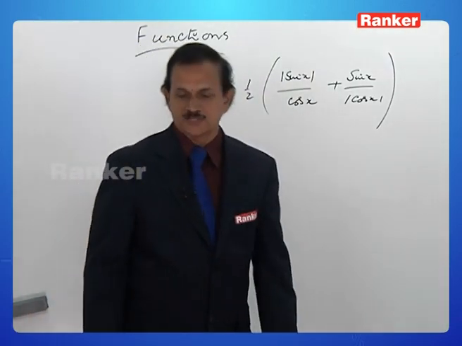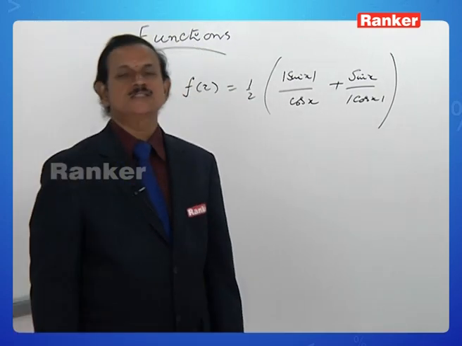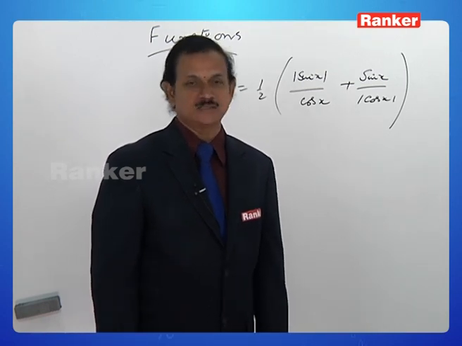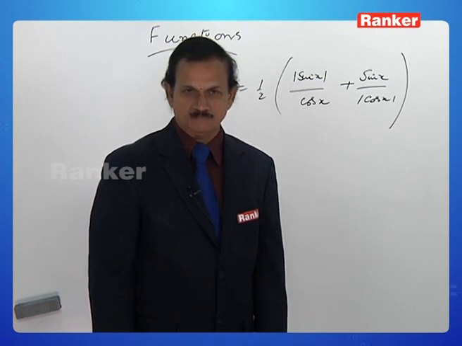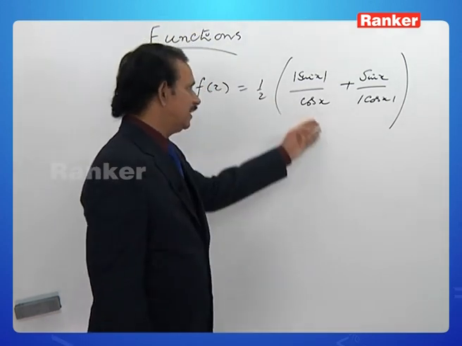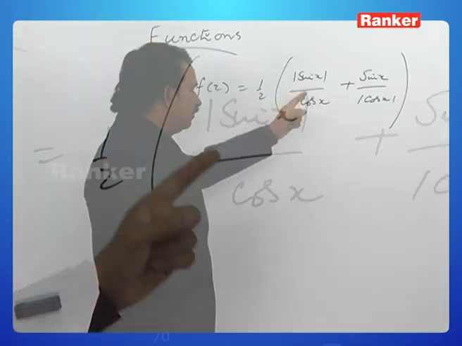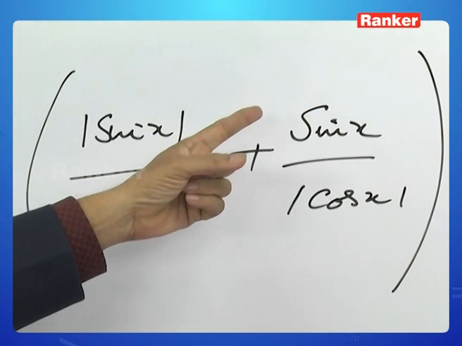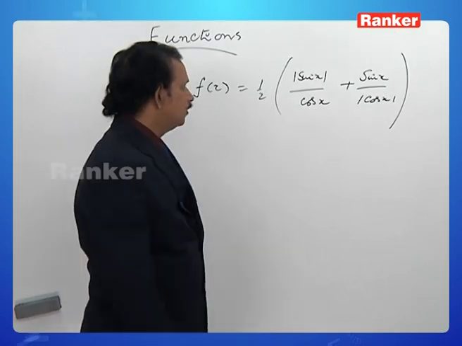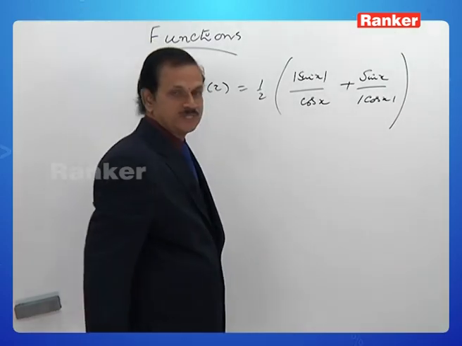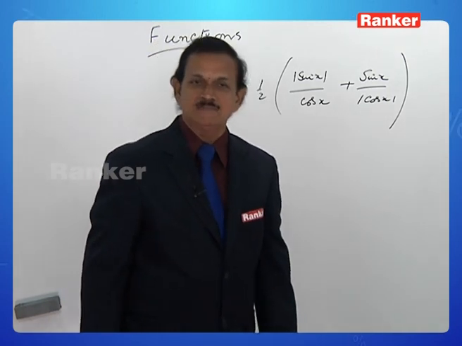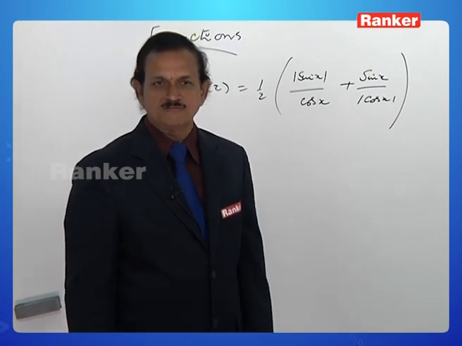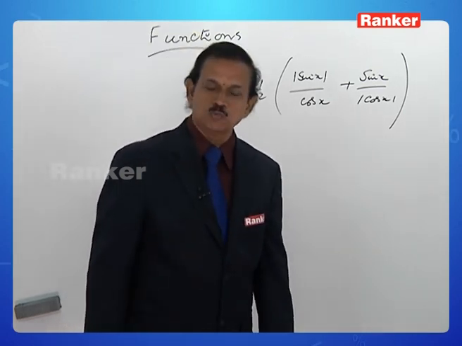What about the period of this function? We all know that sin x and cos x are periodic functions with period 2 pi, and mod sin x and mod cos x have period pi. So mod sin x has period pi, cos x period 2 pi, sin x period 2 pi, mod cos x period pi. To have the period of this entire combination, we are supposed to take the LCM of pi and 2 pi, which is 2 pi. Therefore, the period of the function given is 2 pi.